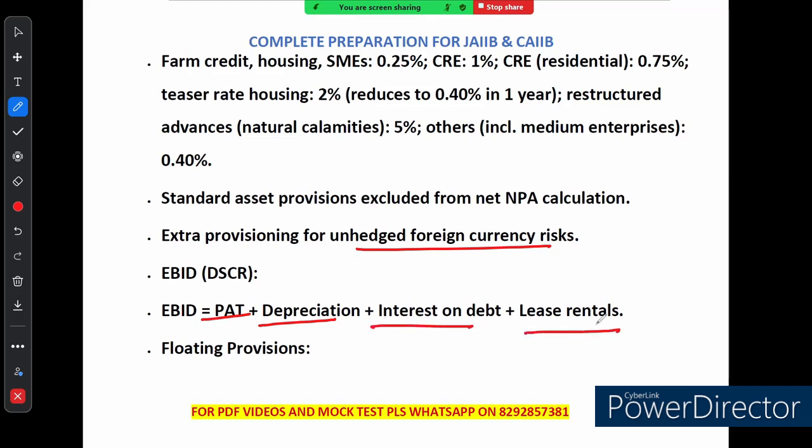Now let's talk about the floating provision. So till now we have seen the NPA provision, and let's move on to the floating provision, what it is all about.